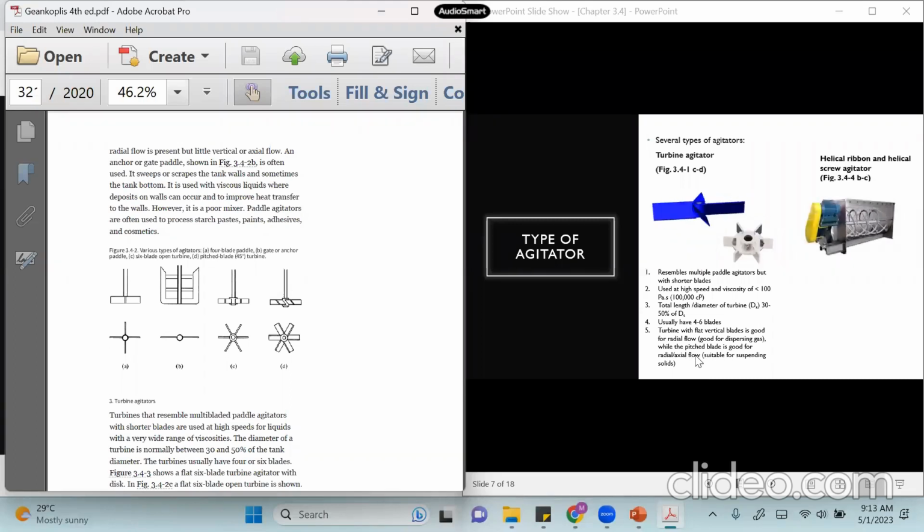And then we have another agitator, we call it the helical ribbon and helical screw agitator. This is used for highly viscous solutions.